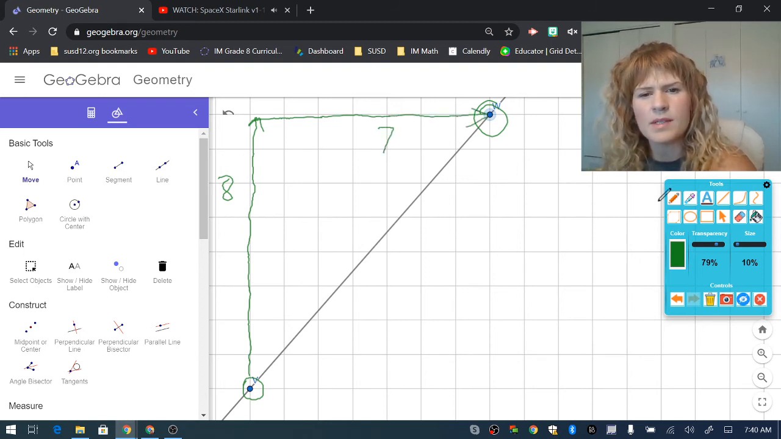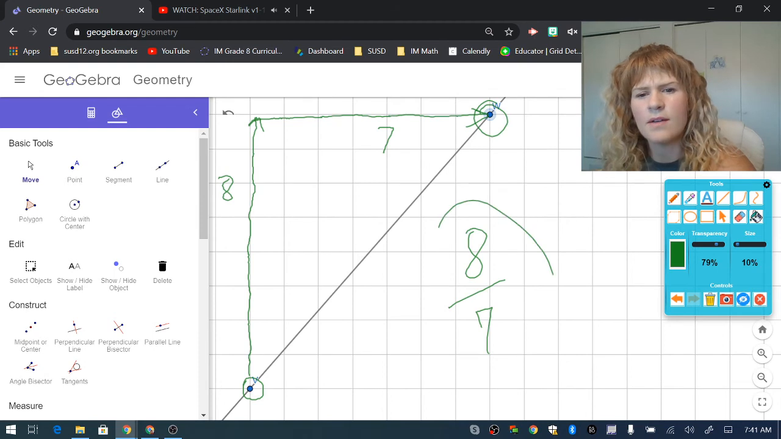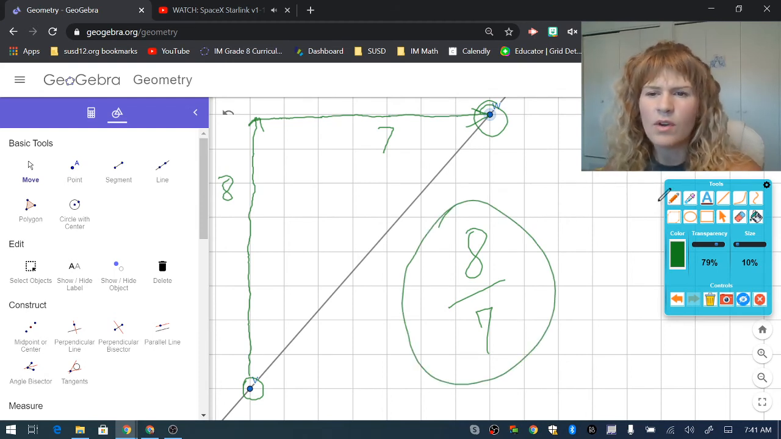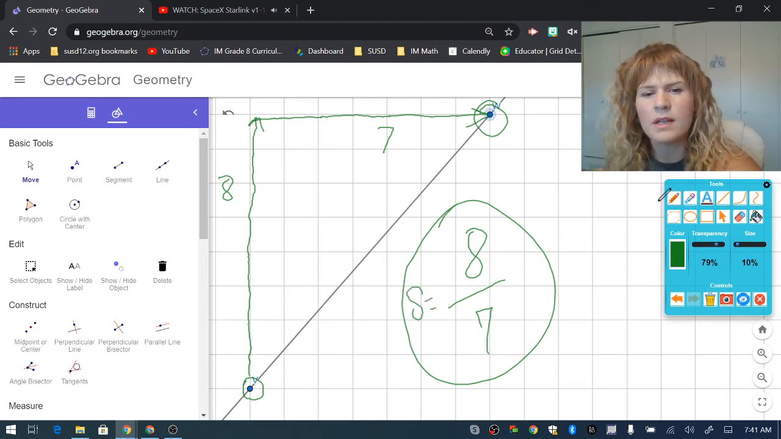What is the slope of this line? It is rise over run. 8/7. And that's kind of hard to reduce, isn't it? So just leave it like that. That is a fraction in its lowest form. Leave it there. Slope equals 8/7.